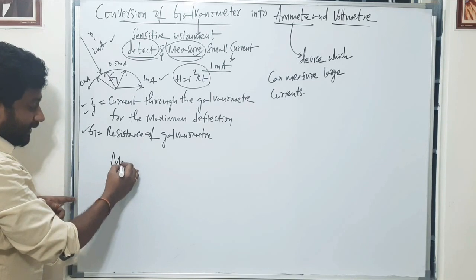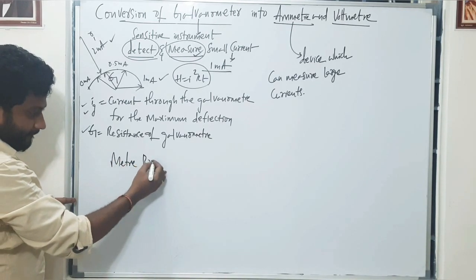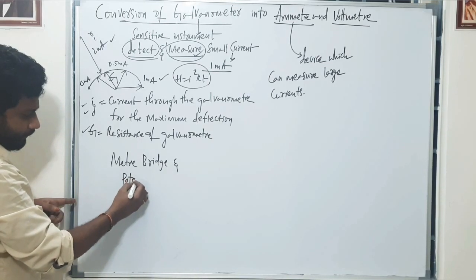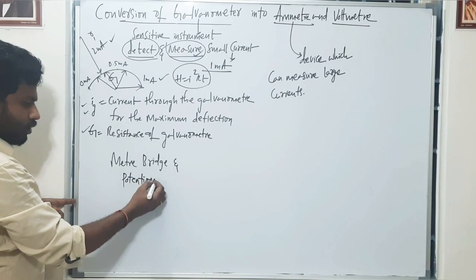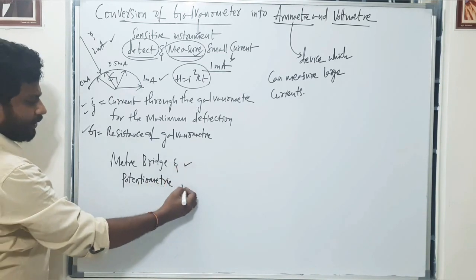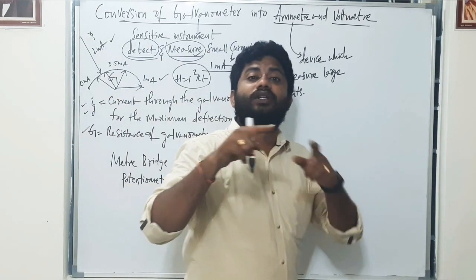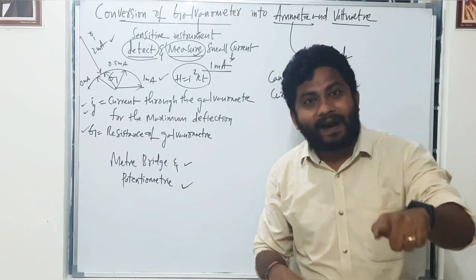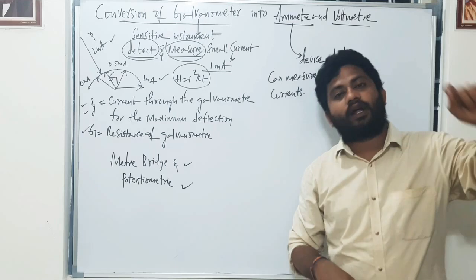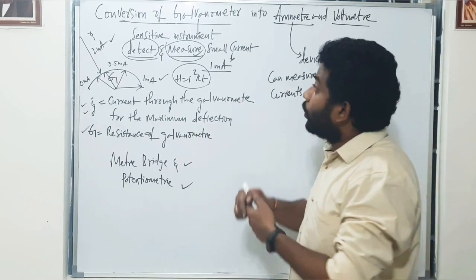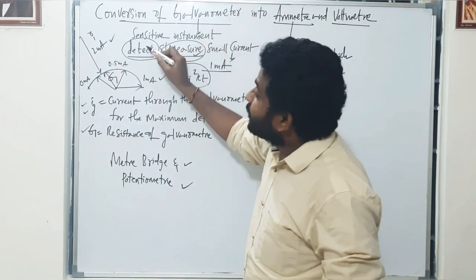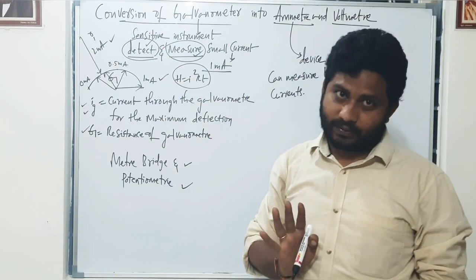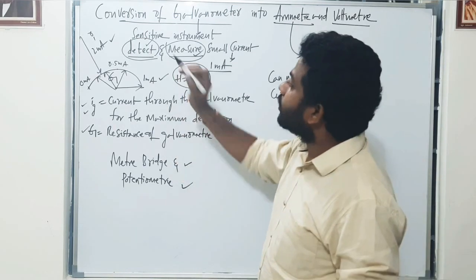In a meter bridge and potentiometer, I hope you remember the concept of meter bridge and potentiometer. We have used a galvanometer for the purpose of detecting whether current is passing through that particular wire or not. That's it, right? The galvanometer is majorly used to detect the presence of current in the circuit, right? So the major purpose of it is to detect.